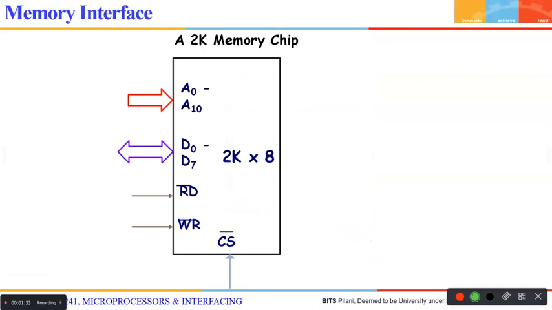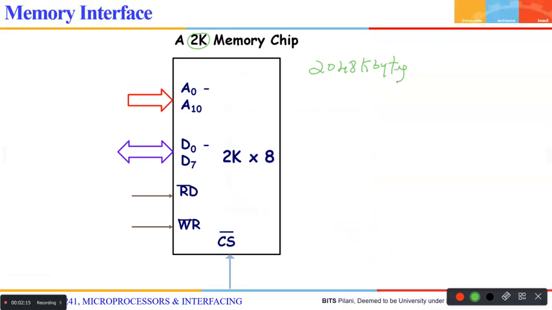See, this memory is of size 2K, right? It is actually 2048 bytes. Each location is 1 byte. How many locations are there? 2048 locations. In each location, you can save 1 byte. I'm repeating this in every class because you will forget.